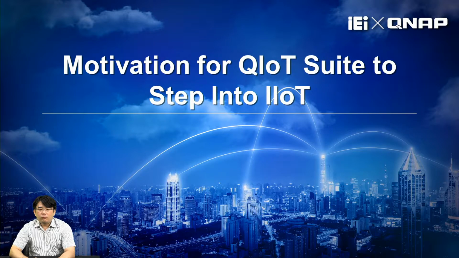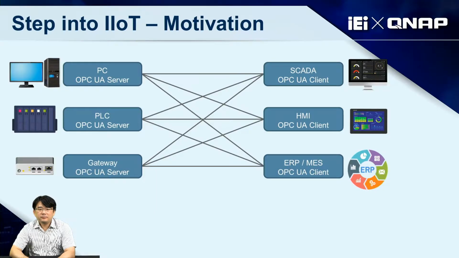So we will see how to go into the IIoT. What's the first step? We can see a problem, because the PLC server is not enough to provide multiple clients to read and write at the same time. Now you can join the QNAP NAS as the OPC UA gateway.